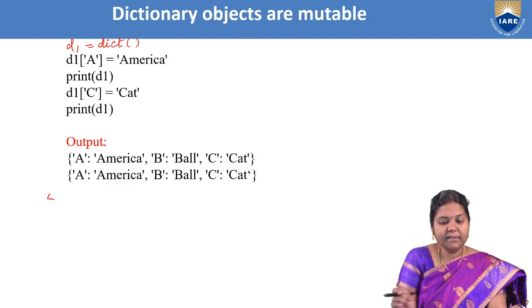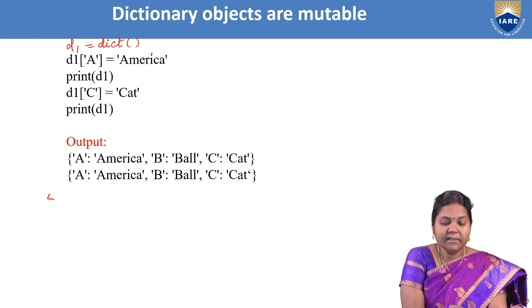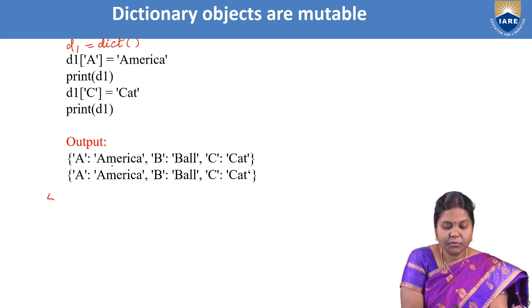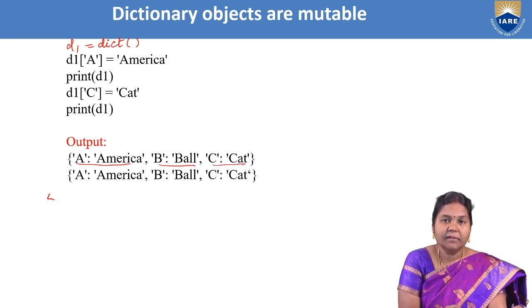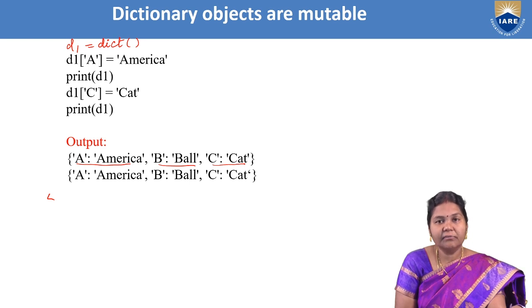For changing the values, instead of apple, we have changed this dictionary A for America and C for cat. If you print here, you can see the output: A for America, B for ball, and C for cat. In this way, the dictionary objects are mutable. That means after creation also, you can change its values. So we have learned here how to change the key value pairs in a dictionary. That is the mutable property of the dictionary we have verified.